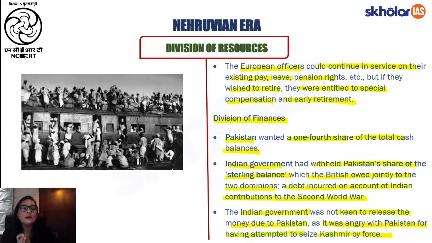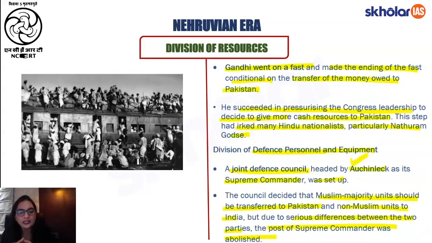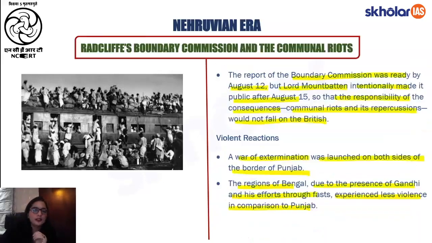यानी कि स्टूडेंट्स यहाँ पे भी अगेन एक कंफ्यूजन की स्टेट हो गई, बहुत प्रॉब्लम्स होने लगी, क्योंकि जो दोनों पार्टीज थी उनके अंदर कोई भी डिसीजन नहीं लिया जा रहा था और दोनों में ही बहुत सीरियस डिफरेंसेस थे। काउंसिल ने ये डिसाइड किया था कि जो भी डिफेंस की यूनिट्स मुस्लिम मेजोरिटी की है वो पाकिस्तान को दे दो, और जो नॉन मुस्लिम यूनिट्स हैं वो इंडिया को दे दो। लेकिन दोनों ही पार्टीज के अंदर कोई भी रेजोल्यूशन नहीं बन पाया, and that is why this post of supreme commander itself was abolished, which was earlier headed by Auchinleck.